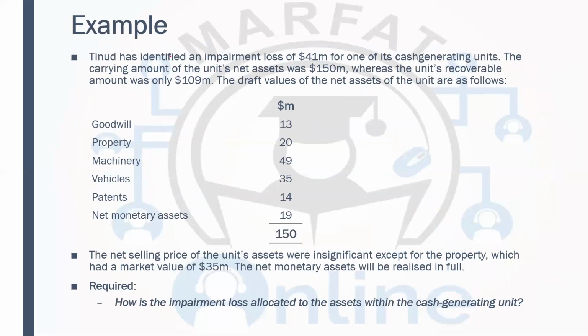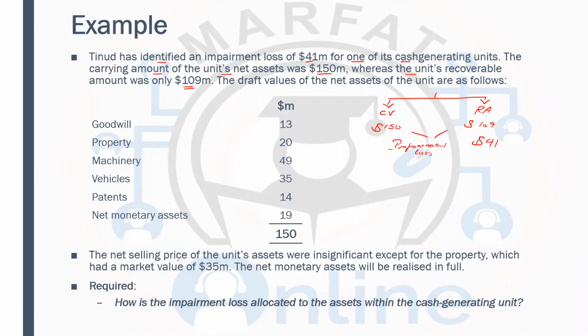Okay, now we have an example. TiNet has identified an impairment loss of 41 million for one of its cash generating units. The carrying amount of the unit's net assets was 150 million, whereas the unit's recoverable amount was 109 million. So we know that we have to compare the carrying value of the whole CGU with the recoverable amount of the whole CGU. The carrying value is 150 and the recoverable amount is 109. As a result, there is an impairment loss of 41 million.